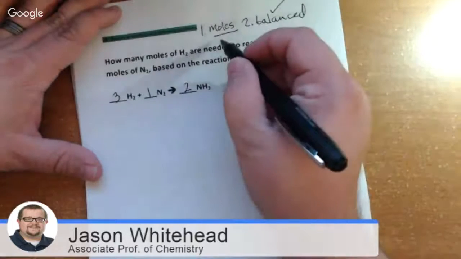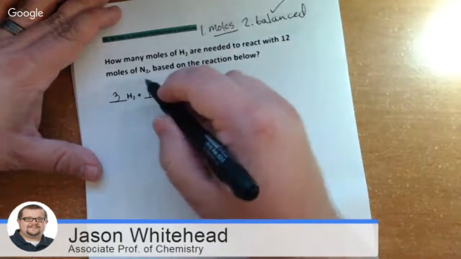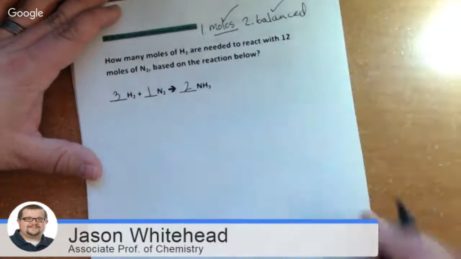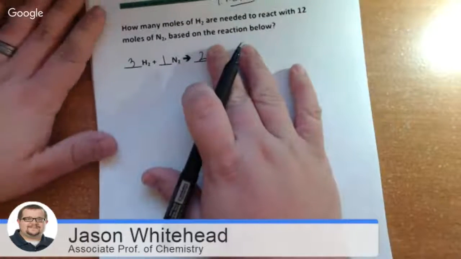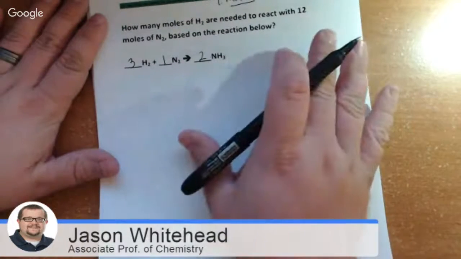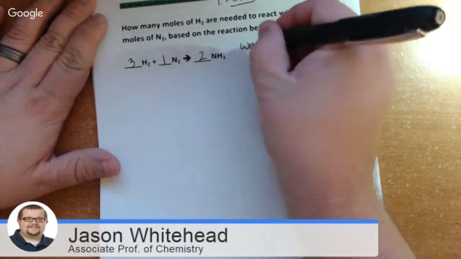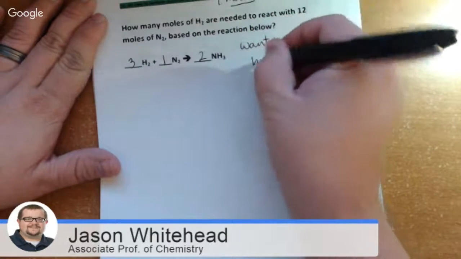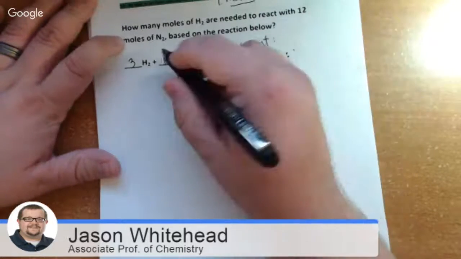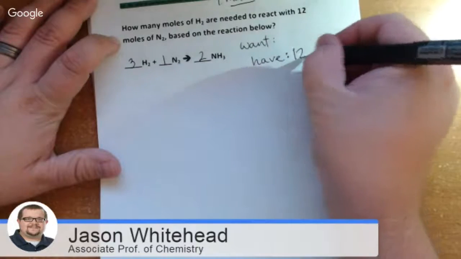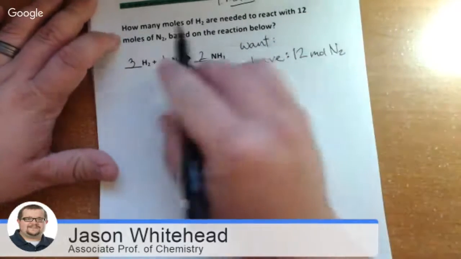Look in the problem, they give me 12 moles of N2. So I've got moles to start with. So once you have moles and once you have a balanced reaction, you're ready to jump into any stoichiometry problem. You just have to identify want and have. So I have 12 moles of N2. That's what the problem gives me. I want moles of H2.